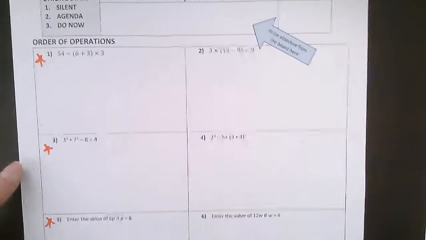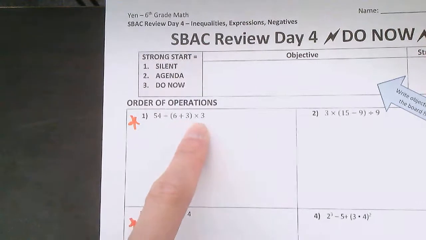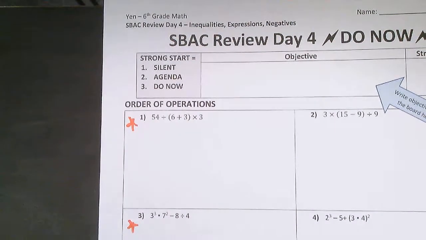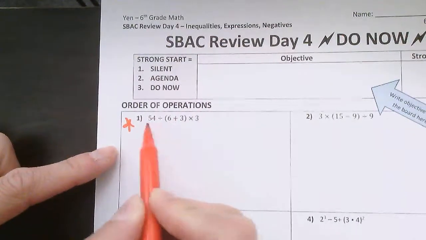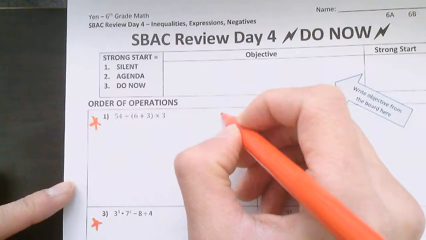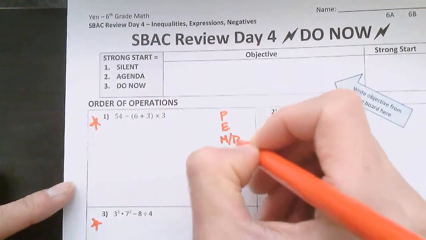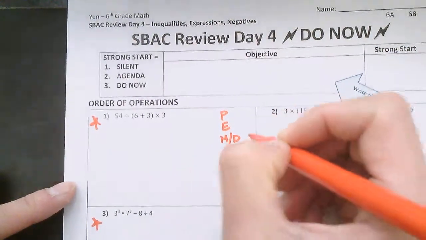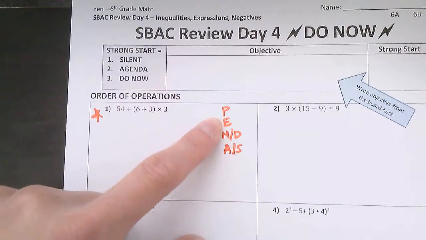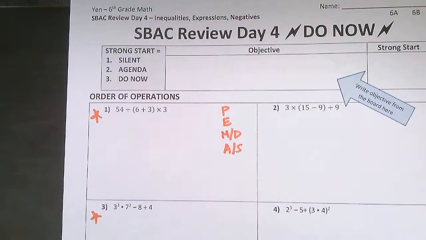Starting with number 1, we have 54 divided by 6 plus 3 in parentheses and then times 3. Anytime you see multiple operations like times, plus, and division in the problem, always think to yourself P, E, M and D, and then A and then S. P is for parentheses, E is for exponents, and then multiplication or division, and then addition or subtraction.